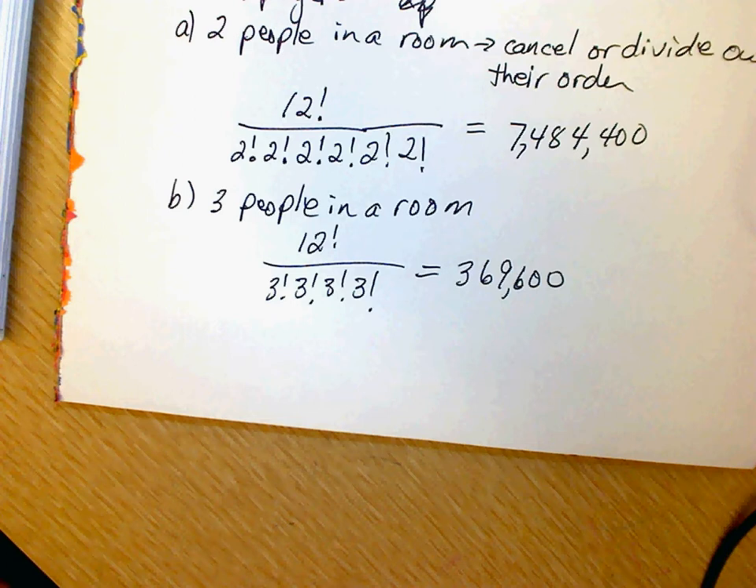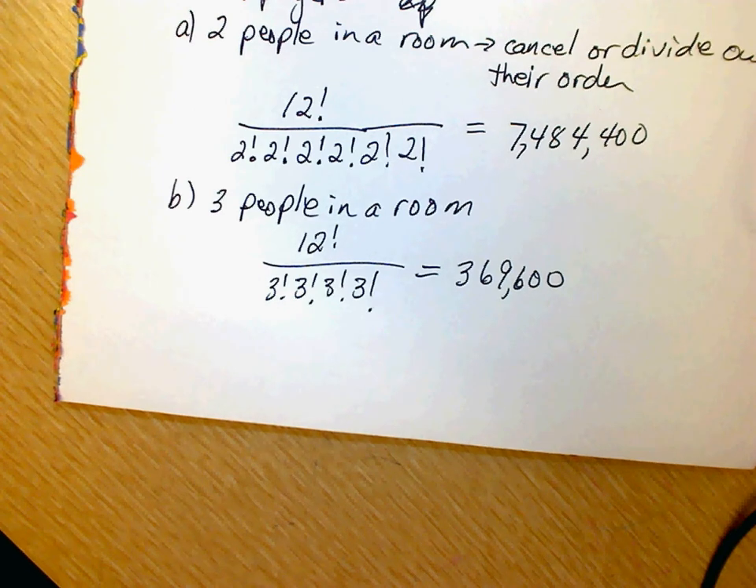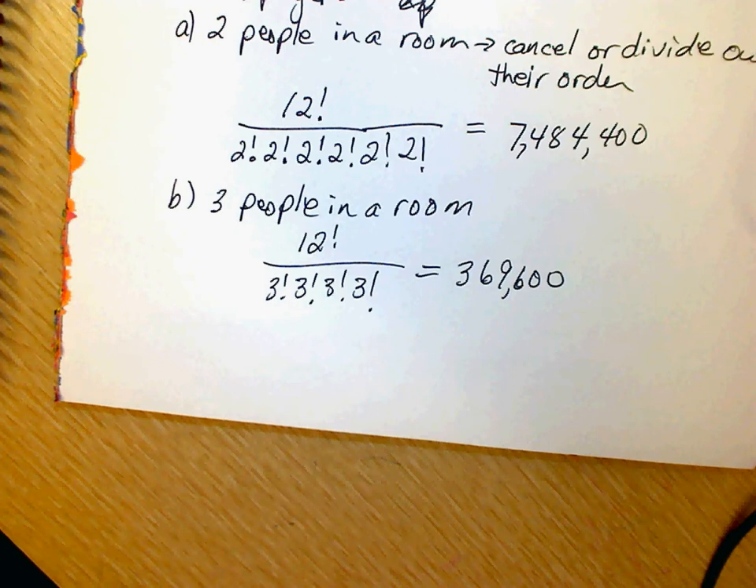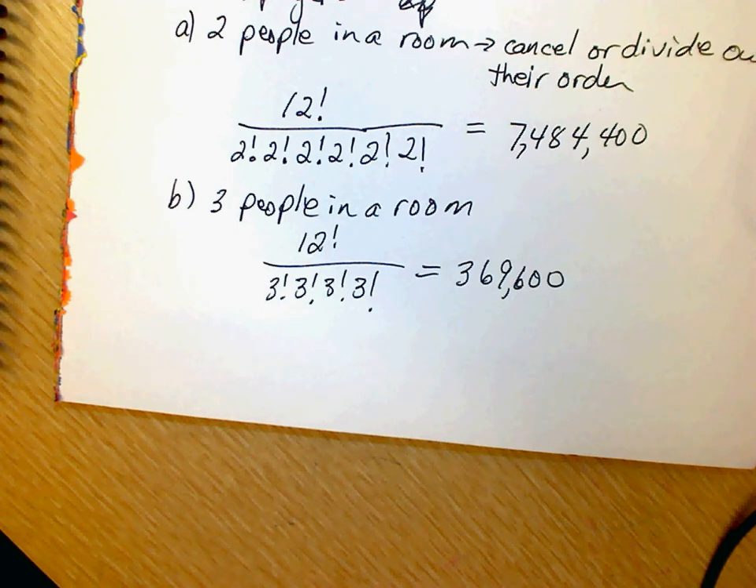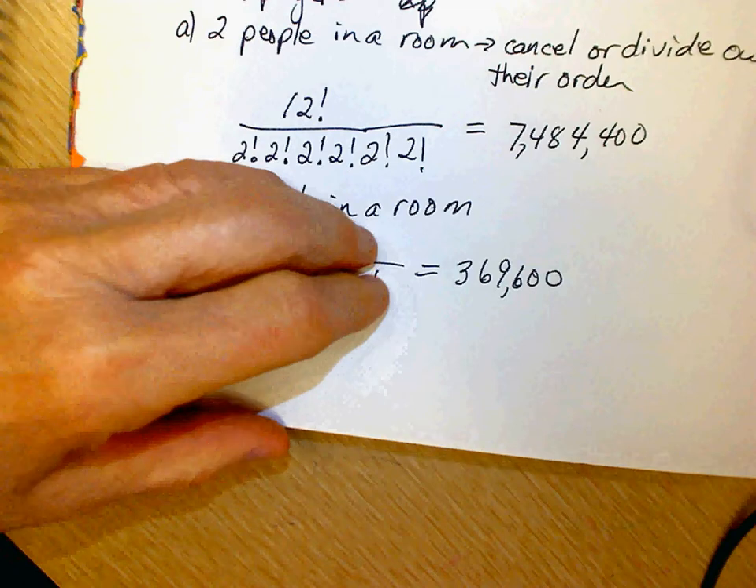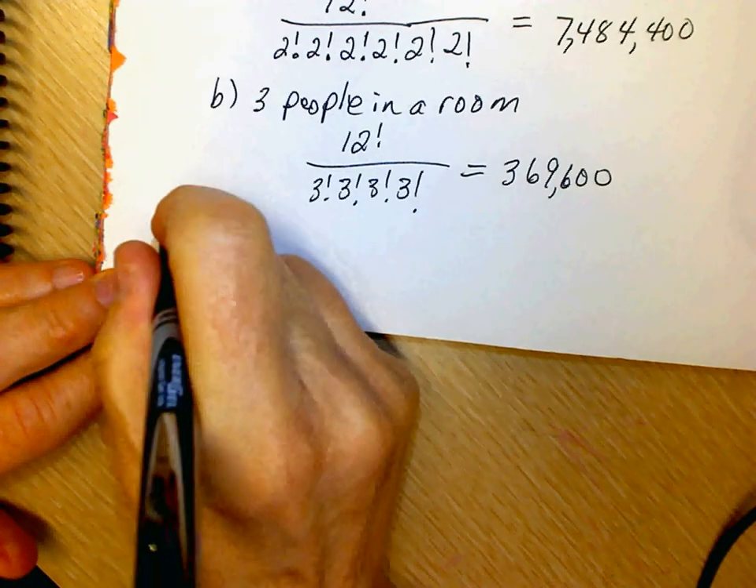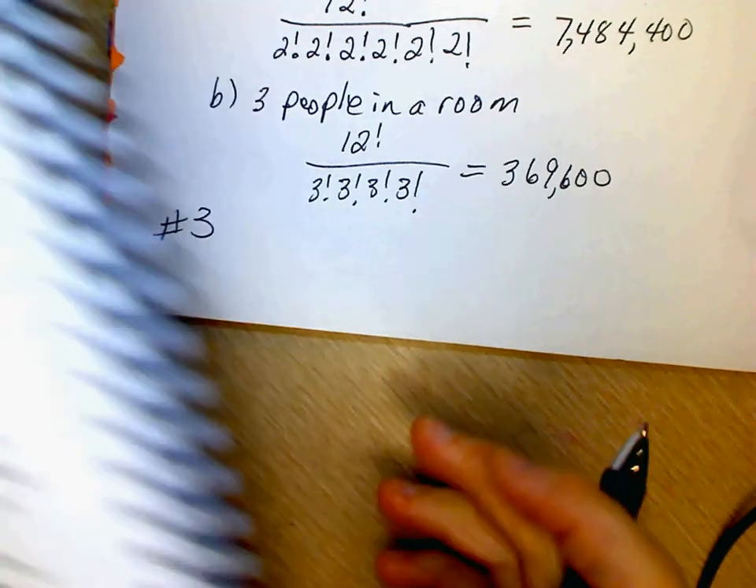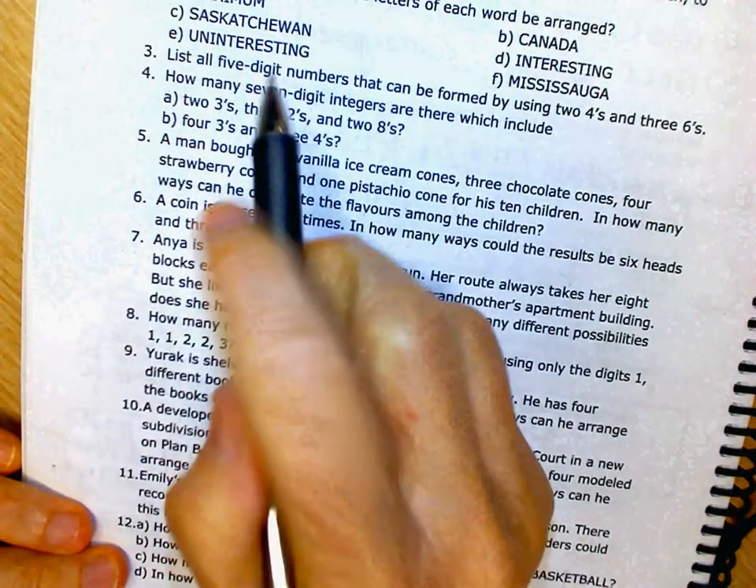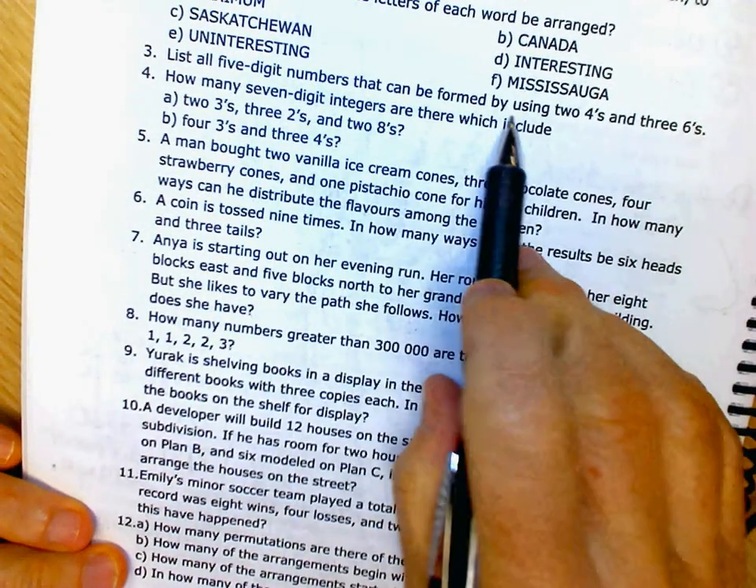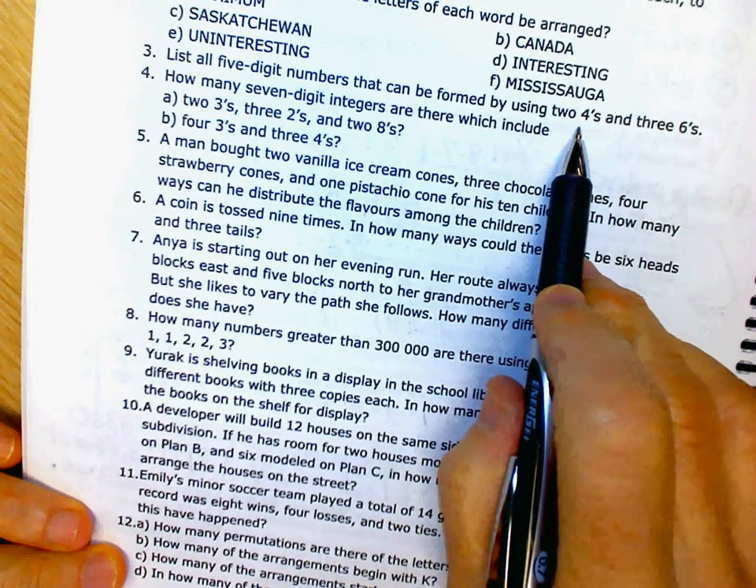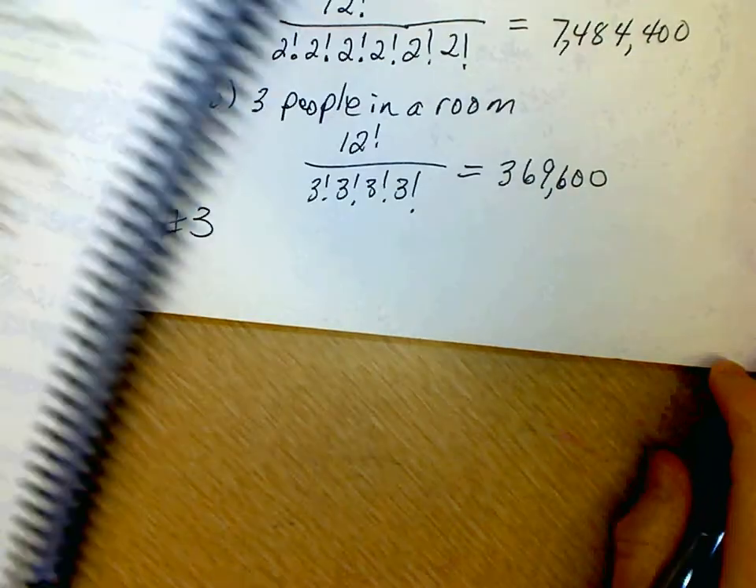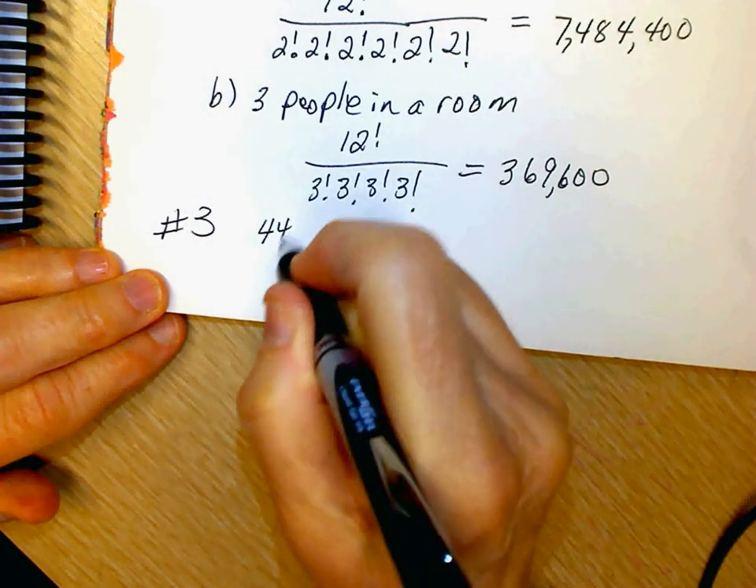Sorry? For number 3? So do you want me to do number 3? List all 5-digit numbers. Okay, let's look at number 3. List all 5-digit numbers that can be formed by using 2 4s and 3 6s. So we have 4, 4, 6, 6, 6.